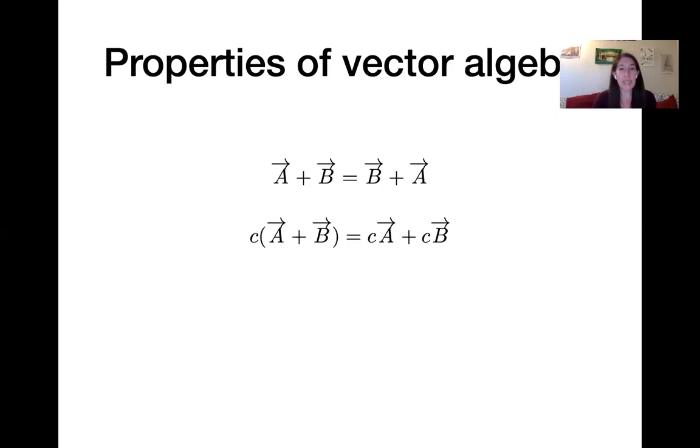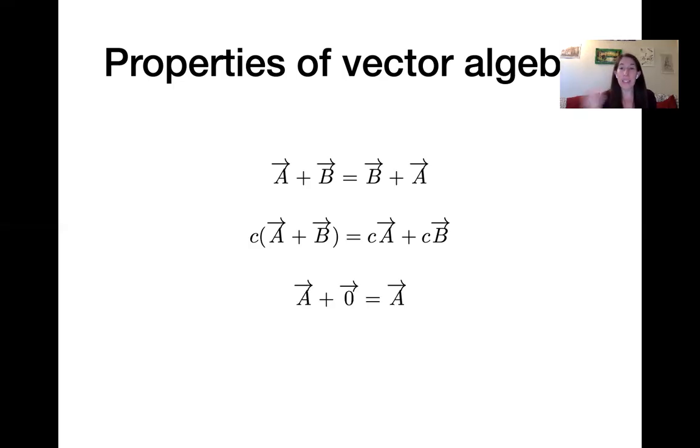The second is that if you are multiplying two vectors which you are adding by a scalar, so here the lowercase c is just representing a scalar quantity, then that c you can just factor in. So again, this is telling us something about ordering. We could first add the vectors together and then multiply by the scalar, or we can multiply each vector by the scalar individually and then add them, and it'll turn out to be exactly the same thing.